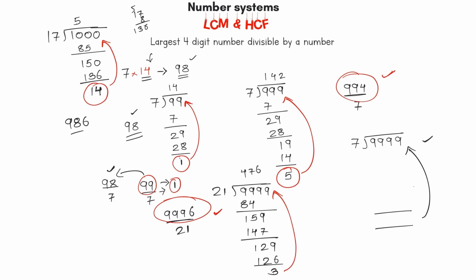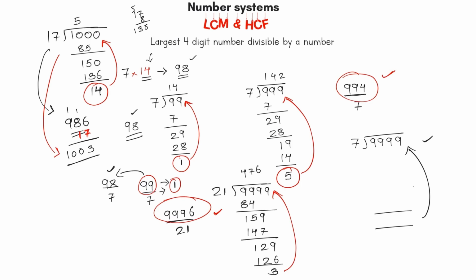So that is the number that is exactly divisible by 17. But this is the largest 3-digit number, and I want the smallest 4-digit. So add 17 to this, and you will get the next multiple of 17. So what is this coming out to be? This is 1003, and that is your answer. The smallest 4-digit number that is divisible by 17 is 1003.